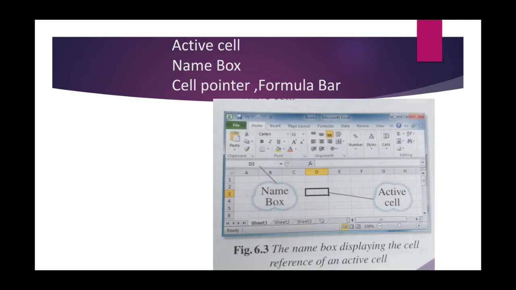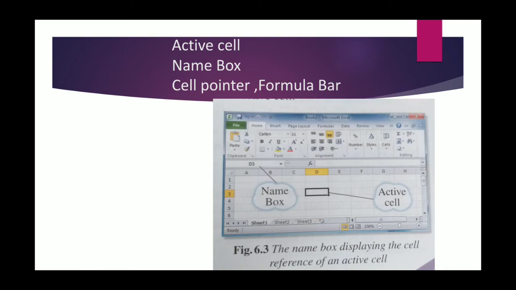The active cell. The selected cell is called the active cell. It is displayed with a bold black border in the worksheet in figure 6.3. This is the active cell. The column letter and row number corresponding to the active cell get highlighted. Type data to place it in the active cell.